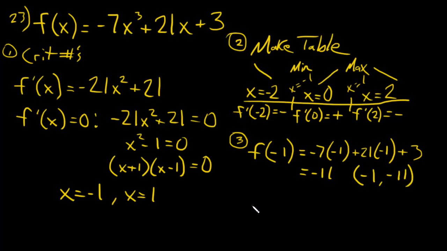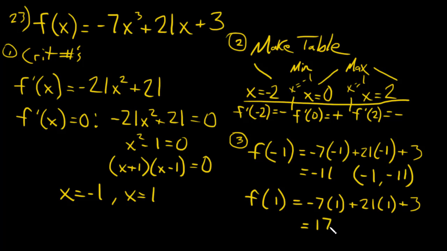Okay, now for the next one, f of +1, that's going to give me -7 times +1, plus 21 times +1, plus 3, which is going to give me -7 plus 21 is 14, plus 3 is 17. So this is going to equal +17. That's the y value. So I get the point is at 1, 17. Alrighty. So I am now ready to graph these two to do a sketch.